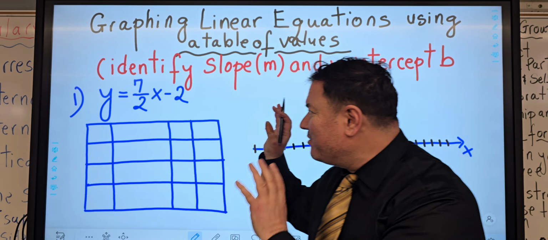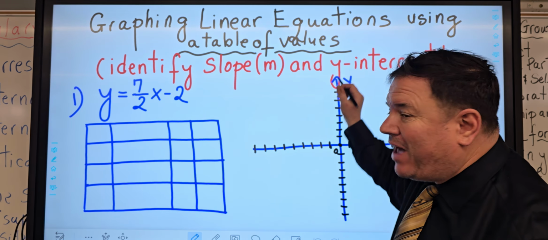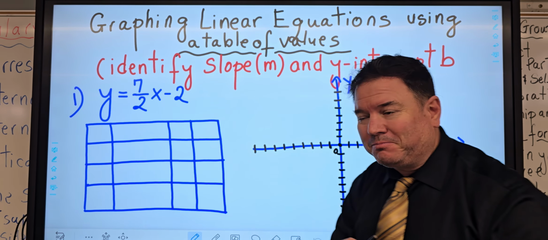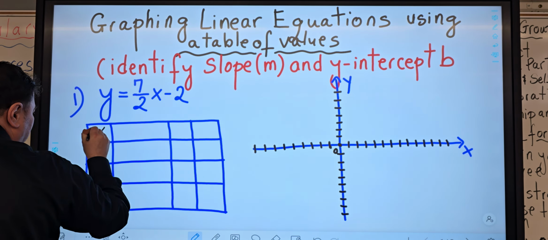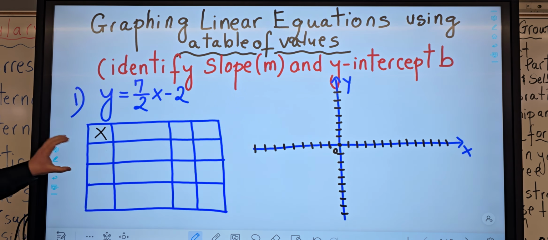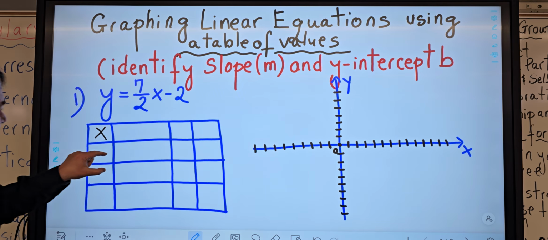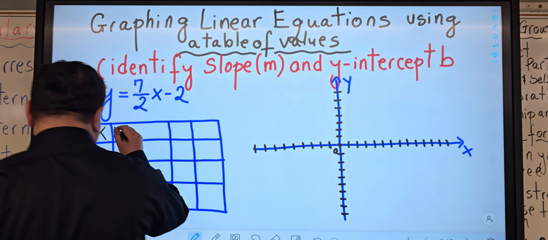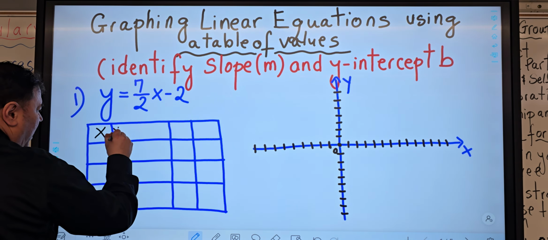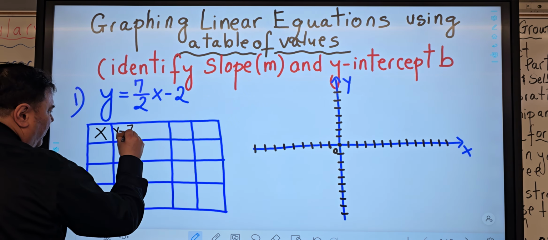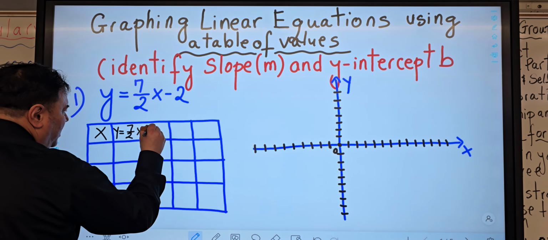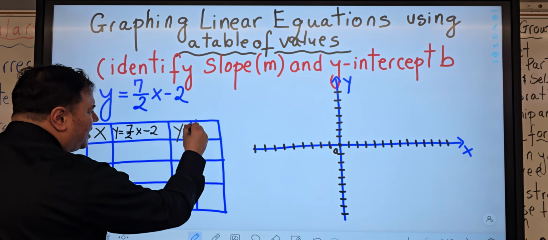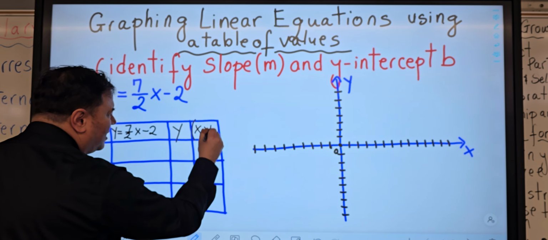Anytime we have an equation and we need to create a table of values, please be very organized. Let's put an x right here. So these are the x values. The x values are going to go right there. And then we are going to write the equation right here: y equals 7 over 2x minus 2. Here we are going to put the y values, and here the x and y coordinates.